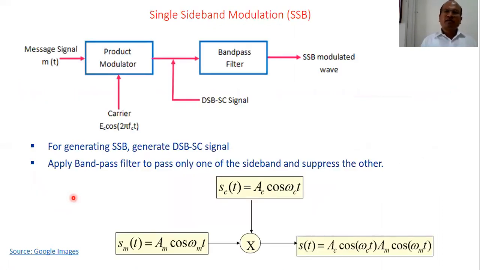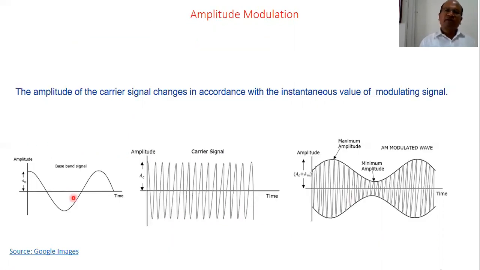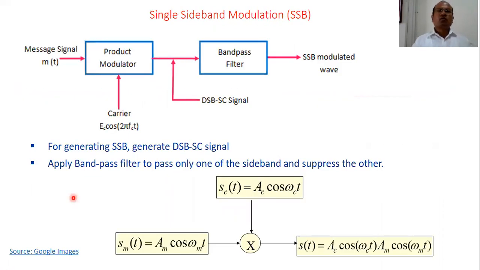And we know that in amplitude modulation we have two major types. One is DSB, double sideband AM, and the next one is SSB, single sideband modulation. We studied that DSB may be of two types: DSB full carrier, DSB suppressed carrier. Similarly, single sideband is also possible: single sideband full carrier, single sideband suppressed carrier.